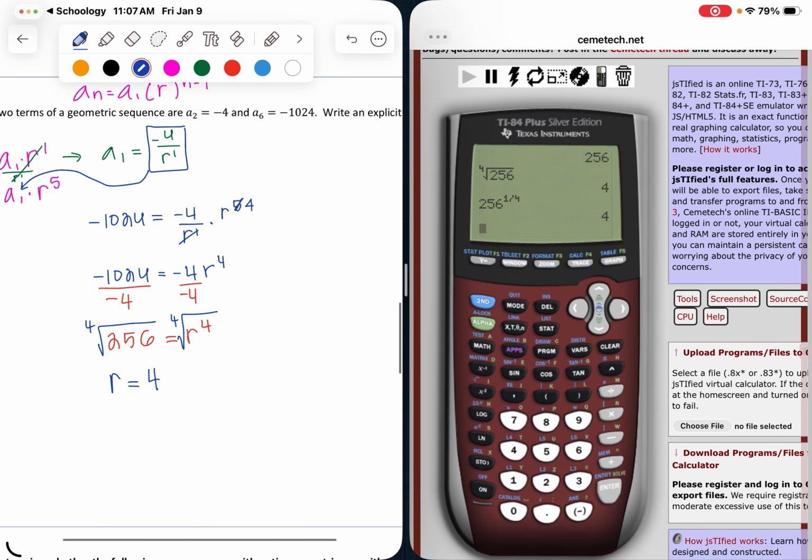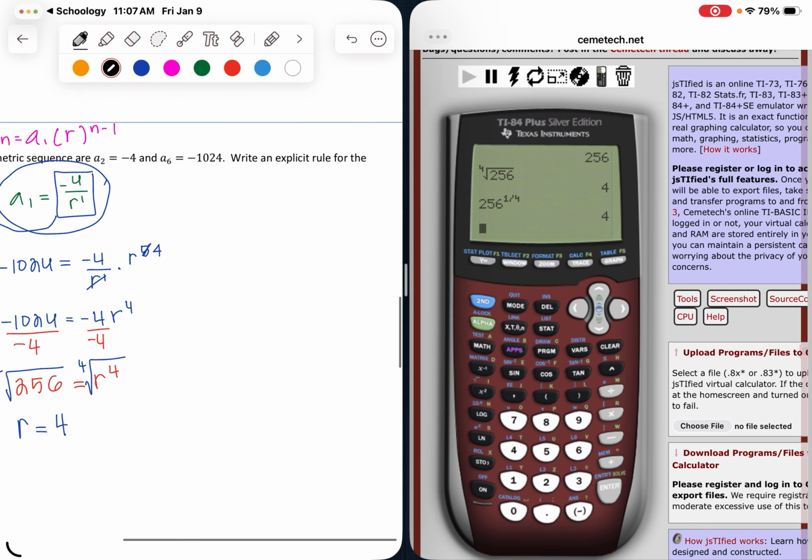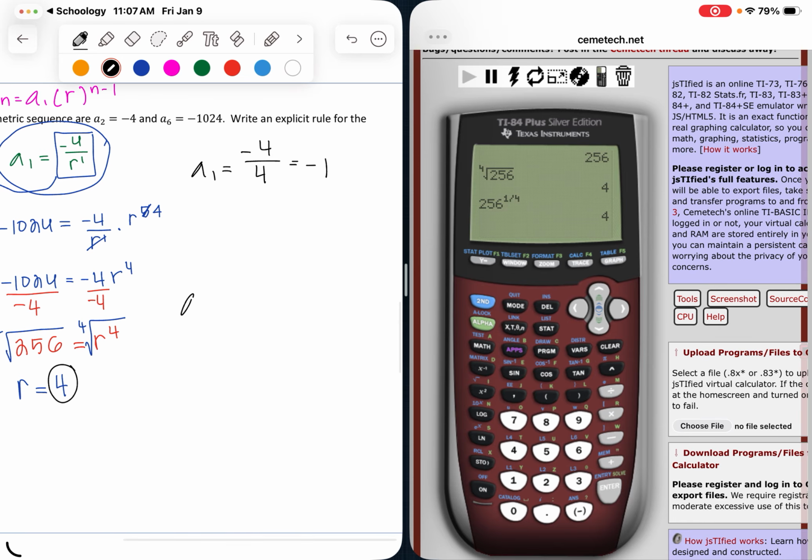Now I have r is 4. I still need to know what a sub 1 is. So I'm going to go back to this right here that tells me that a sub 1 is equal to negative 4 divided by r to the first power. r to the first power is 4, because this is what r was. And then we get negative 1. So a sub 1 is negative 1. So finally, after that over-explanation, we have a sub n is equal to a sub 1, which is negative 1, times r, which is 4, to the n minus 1 power.